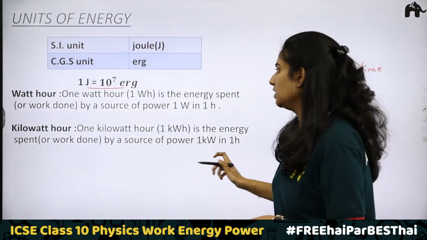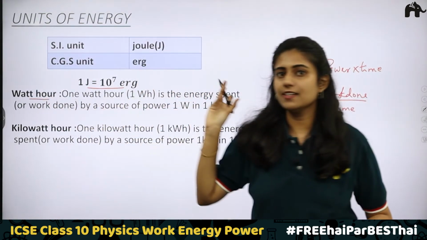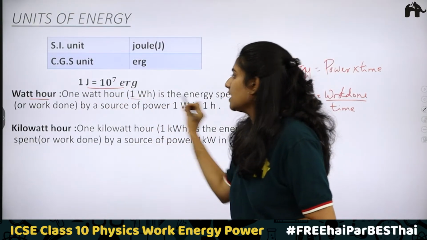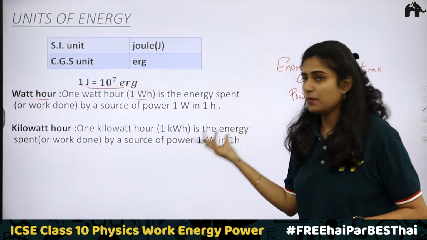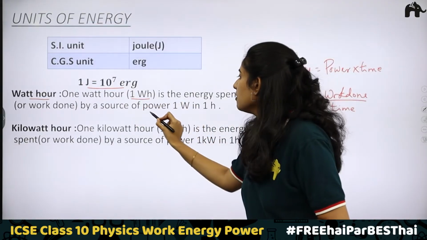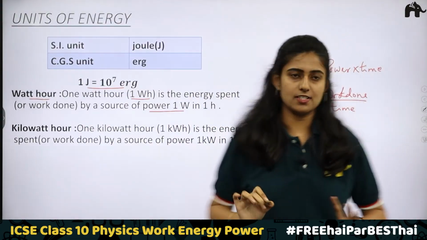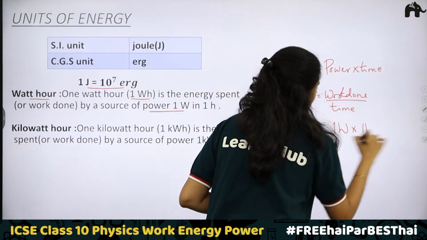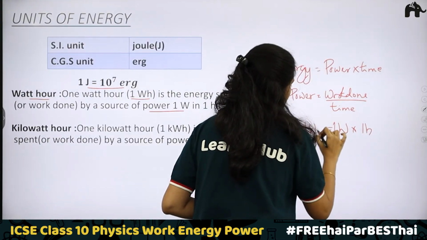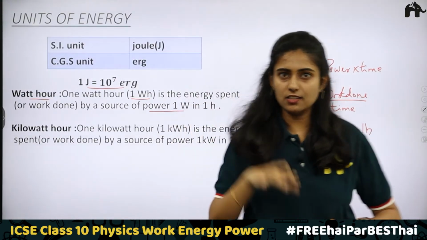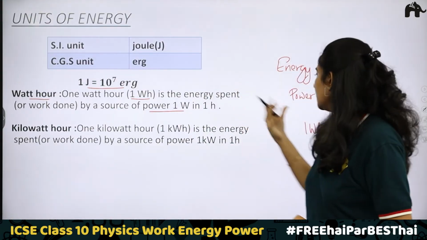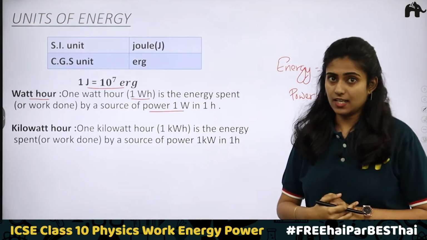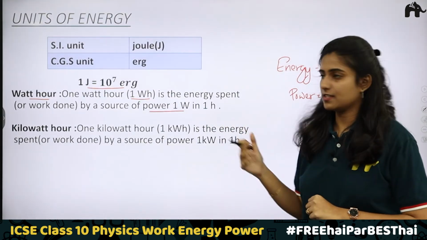From this, we have two other units. First is watt hour. Watt is the unit of power and hour is the unit of time. Okay. 1 watt hour, represented as 1 Wh, is the energy spent or work done by a source of power 1 watt in 1 hour. When power is 1 watt and time taken is 1 hour, then the energy is represented as 1 watt hour. 1 watt hour is another unit. Joules is when the time is in seconds and power is in watts.